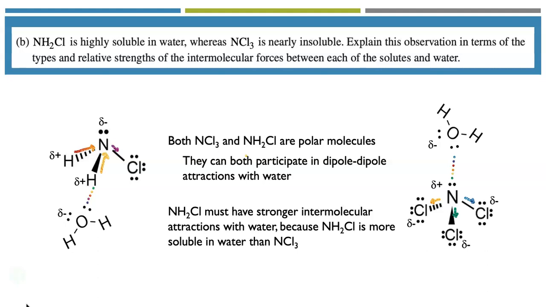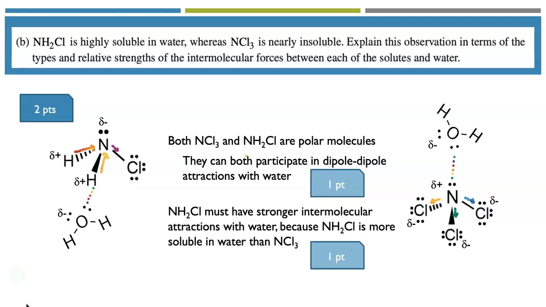Now, this question's a little bit tricky because you could make the argument that NCl3 is actually not polar and that it could only do dipole-induced dipole attractions with water. If you decided to go that route, you need to make sure that your answer is consistent with that. You're still going to end up determining that the NH2Cl must have stronger intermolecular attractions than NCl3 with water. This question was scored out of 2 points. 1 point for saying that they're polar molecules and they can do dipole-dipole attractions with water, or an answer that's consistent with that. And the second point was saying that NH2Cl must have the stronger intermolecular attractions with water because it's more soluble, which implies the attractions are stronger.